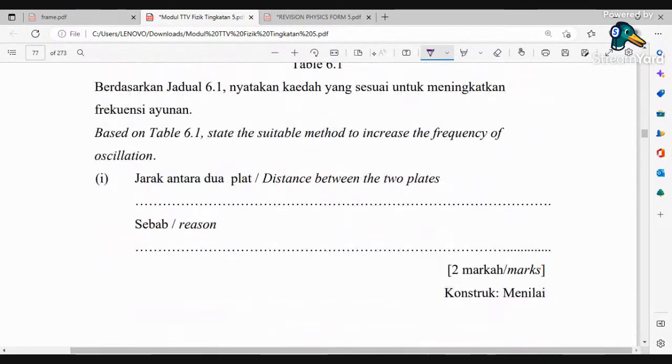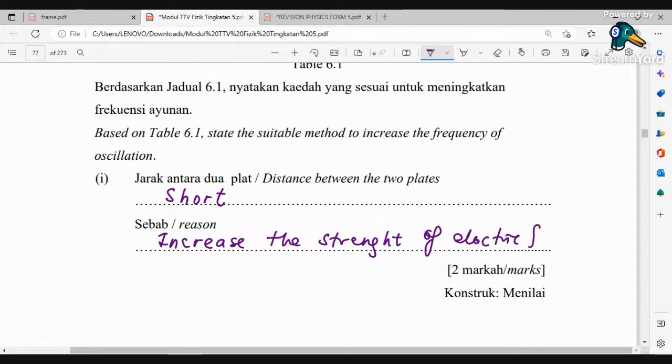Okay, based on the table 6.1, state suitable method to increase frequency. Okay, distance between the two plates must be short. So reason ialah increase the strength of the electric field. Okay.